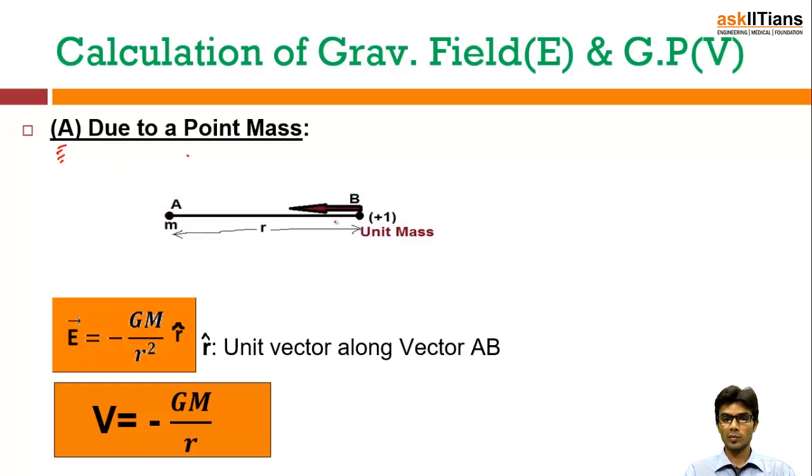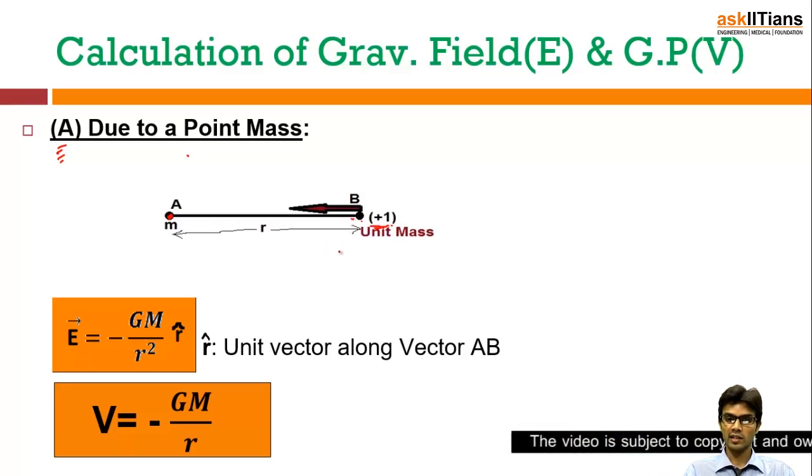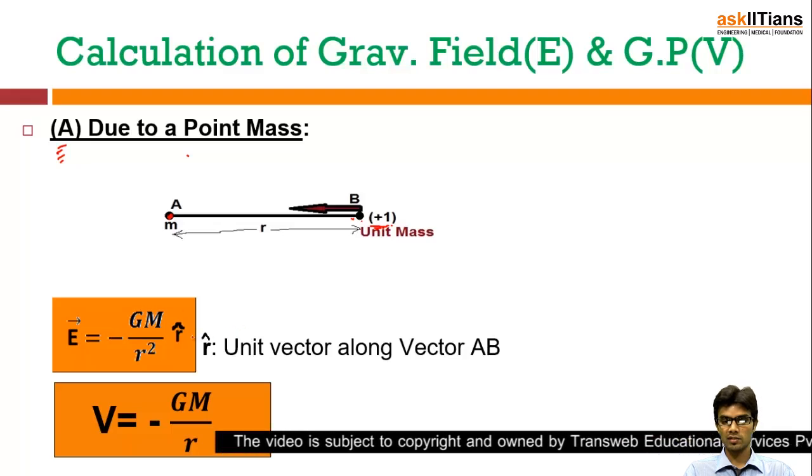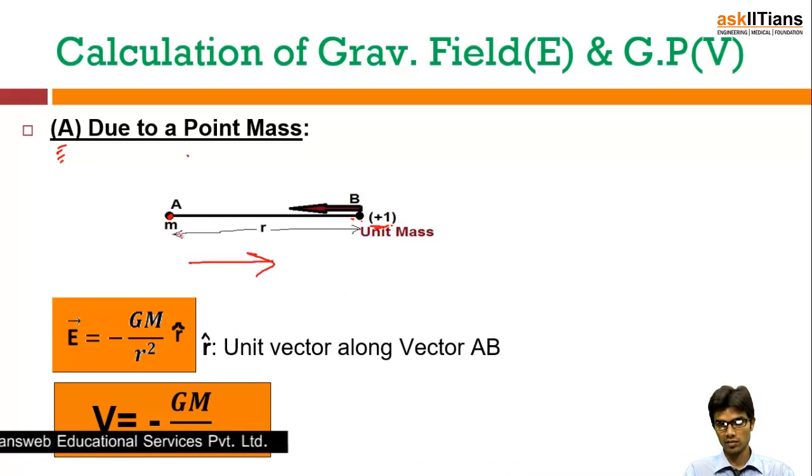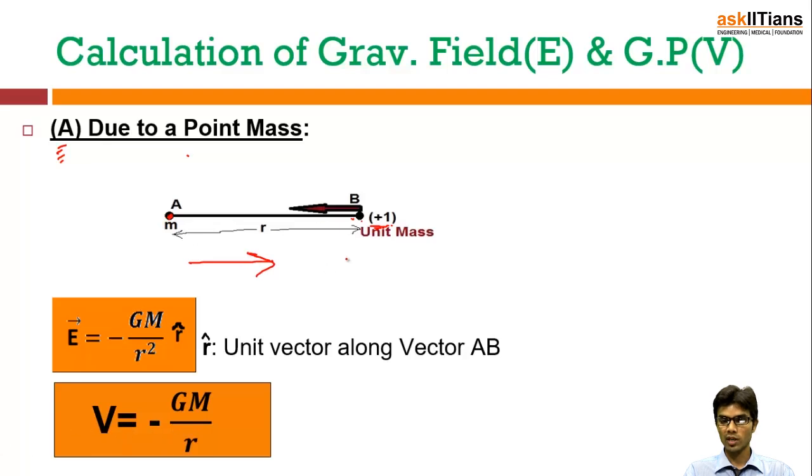Let us consider this is the mass, and at r distance there is a unit mass or point mass. Due to this mass m, the gravitational field is equal to GM by r square in magnitude, with a negative sign representing the direction, where r cap is the unit vector along AB. Since these two are masses, the force is attractive in nature, so the direction of the force will be this. The negative sign represents the direction of the gravitational field vector.